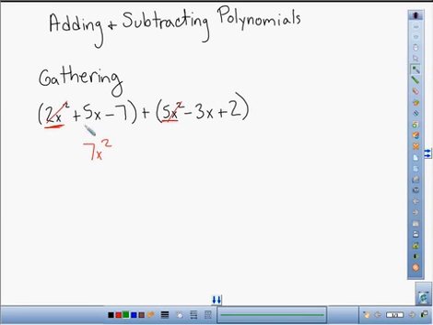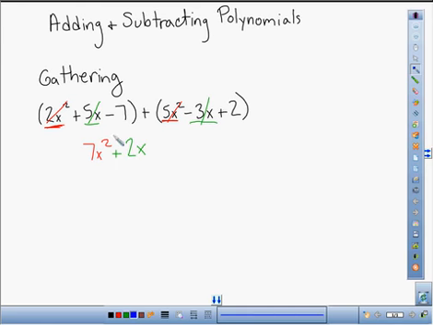Next, I would go through and say, okay, this is an x. I need to see if there's any other x's, and sure enough, there's another x here. 5x plus negative 3x. The signs have to stay with the numbers. So this is positive 5x plus negative 3x. Guys, don't be afraid to use a calculator if you're worried about negatives messing you up. 5 plus negative 3 is positive 2x. Okay? So 5 plus negative 3 is positive 2, so plus 2. And these were x's, so plus 2x. So that gets the x's out of the way.